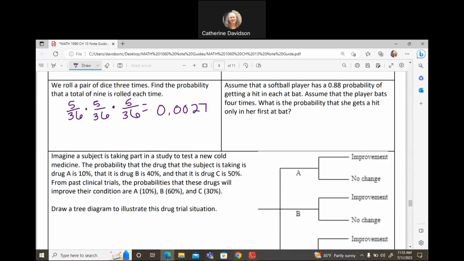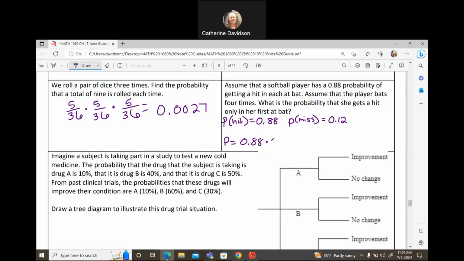Assume a softball player has a 0.88 probability of getting a hit at each bat. The probability she gets a hit is 0.88. So the probability that she misses is 1 minus 0.88, so 0.12. 88% of the time she gets a hit, 12% of the time she does not. Assume that the player bats 4 times. What is the probability she gets a hit only at her first bat? Okay, and she's batting 4 times.